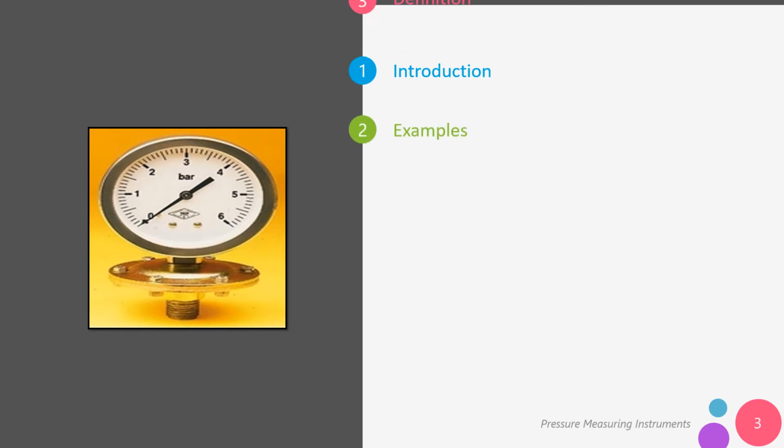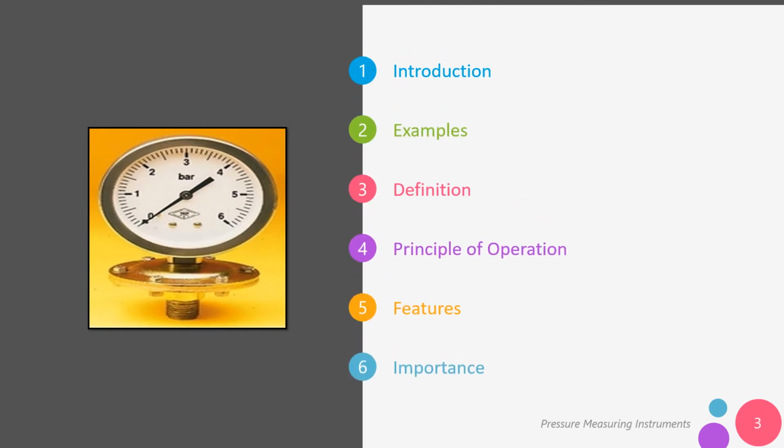Again, we have the same sequence. First, introduction. I will be mentioning almost the same introduction as in the first part, and then we have another set of 5 examples, and then the definition, a brief description of our specific instrument, the principle of operation, how does it work, and then its features, and then at the end of the day, realizing the importance of these instruments.